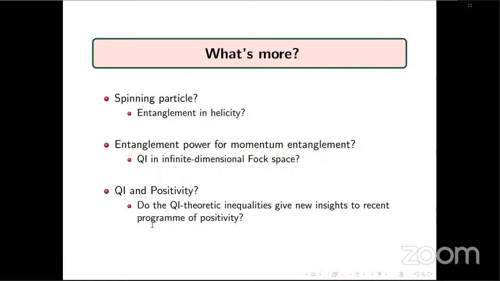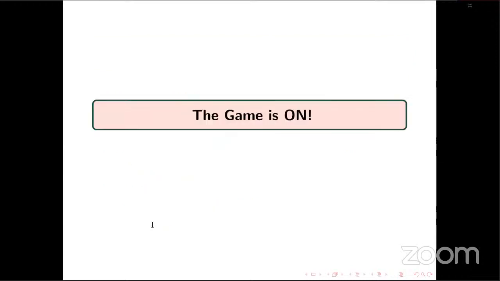And finally, quantum information theoretic measures satisfy different kinds of inequalities, like strong subadditivity or monogamy. The question, which is worth interesting, is whether these inequalities give new insights to the recent programs of positivity, because positivity constrains the space of S matrices quite non-trivially, and whether we can obtain new insights into this positivity stuff from the quantum information theoretic properties.